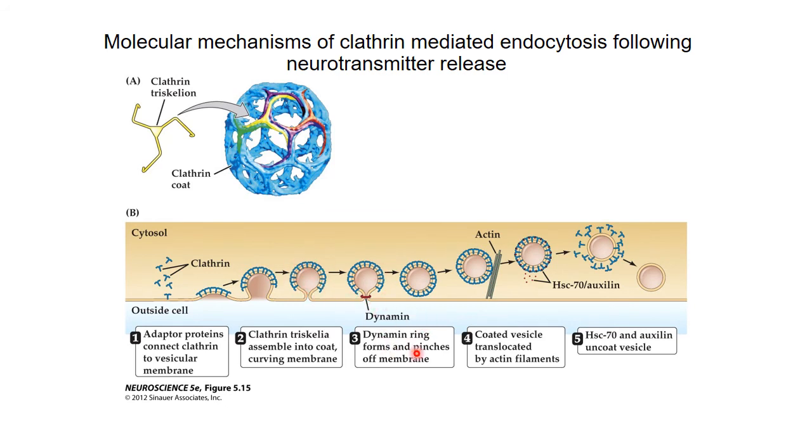Then, after they assemble into this coat, the curving membrane forms. Then we have dynamin, which is kind of a scissor molecule that comes and pinches the vesicles off the membrane. So now they are endocytosed, and what we now have to do is remove all these clutter molecules. So we have Hsc70 that helps remove all these extra proteins so that the synaptic vesicles then can be filled with neurotransmitter and recycled.